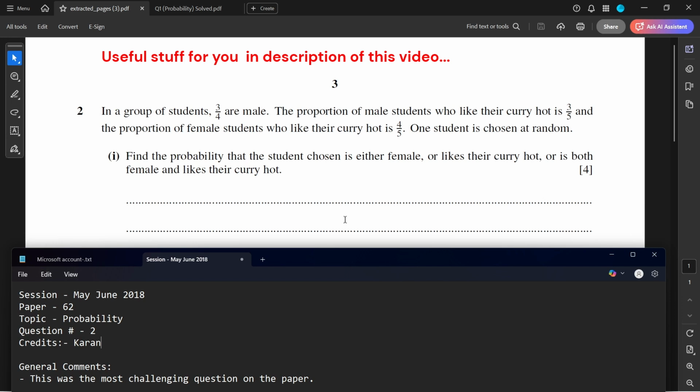Hi everyone. In this video, I'm going to show you how we can solve this mighty question on probability that came in the Cambridge AS and A-level examinations during the May-June 2018 sessions. And this is the second question of this paper. According to the general comments made by the examiner, this was the most challenging question on the paper. So thank you so much, Karan, for submitting this question.